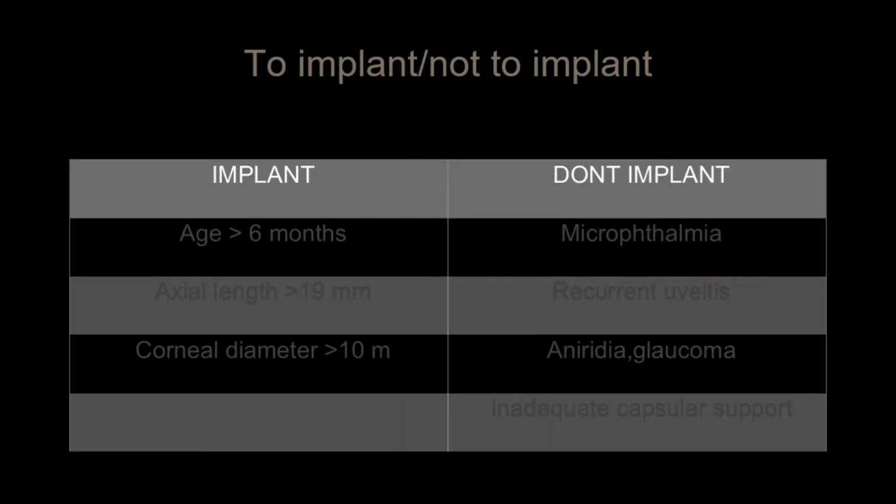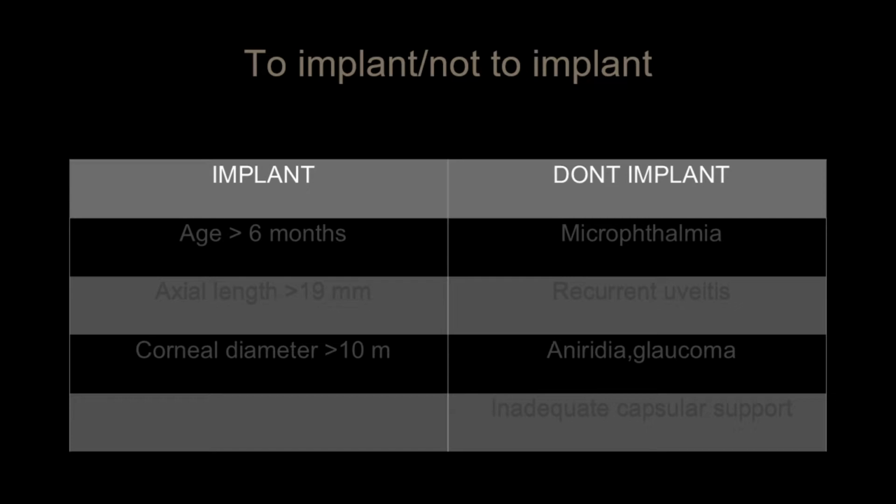So, to implant or not to implant is highly debated upon, and there's no consensus on exactly when to implant or not to implant. It was said in a large study that we implant when the child's age is more than 6 months of age, but that cannot be taken as a hard and fast cutoff age. We have to look at many other factors, such as the anatomy of the eye.